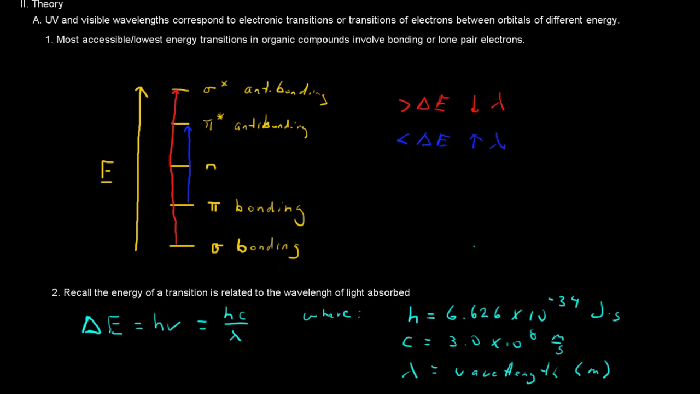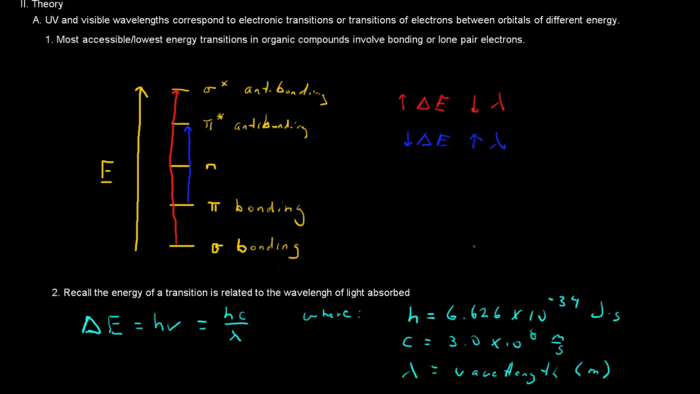It would probably be less confusing if I were to express these energy changes with arrows. So the sigma to sigma star transition is higher in energy, and since energy and wavelength are inversely proportional, it will of course have a shorter wavelength. Whereas the pi to pi star transition is lower in energy than the sigma to sigma star transition, so it will have a longer wavelength.